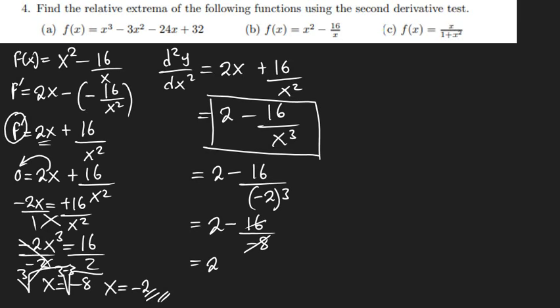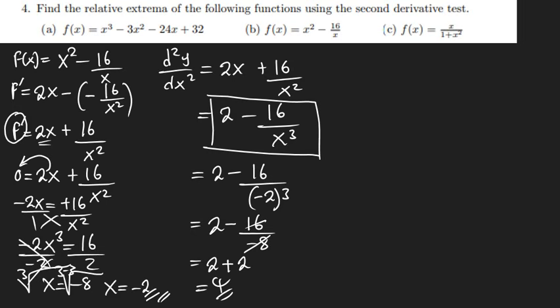This and this will cancel. This is going to be like plus 2. Okay, then this will be like a 6. Let me just try to confirm. 2 minus 16 all over by minus 8. Okay, yeah, it's a 6.